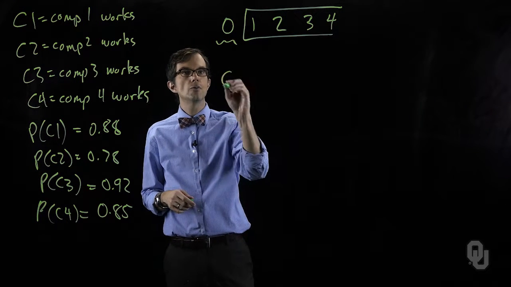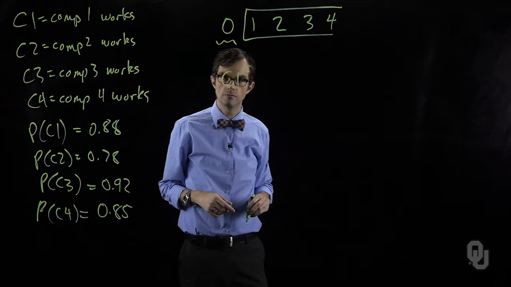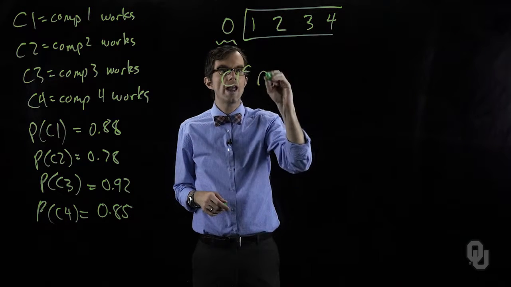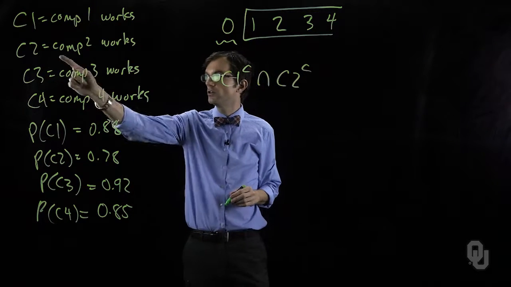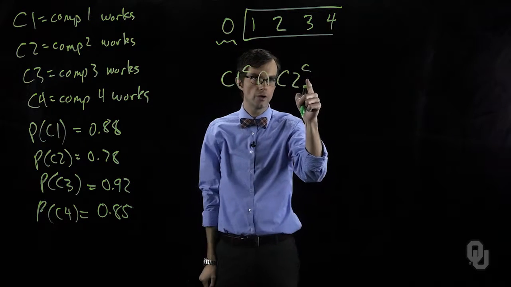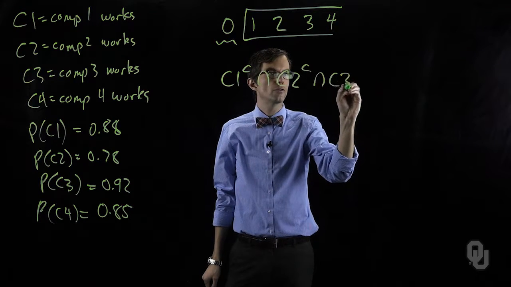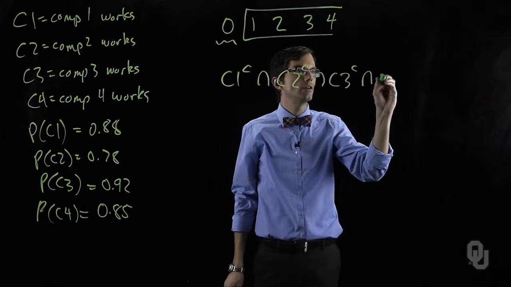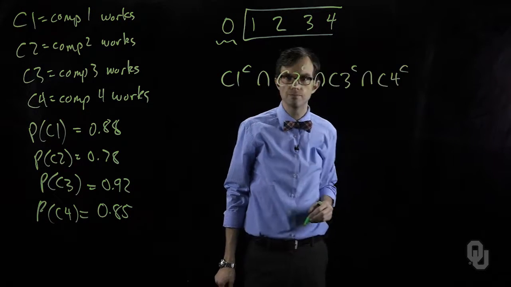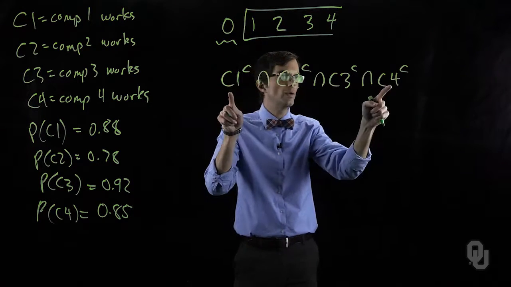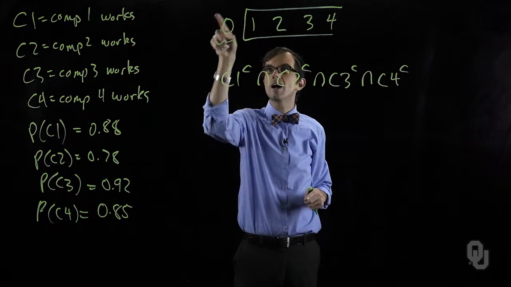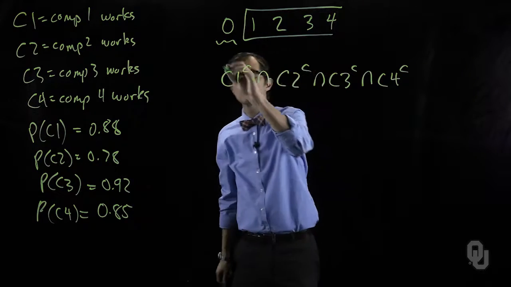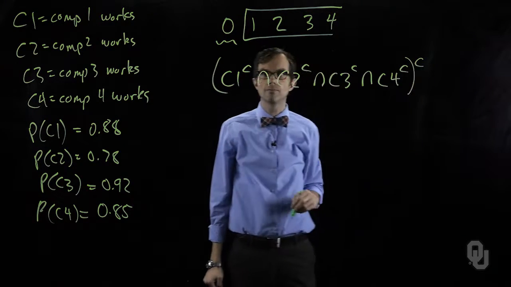That means that computer 1 doesn't work. Okay? And computer 2 doesn't work. The complement of computer 2 works is doesn't work. And computer 3, complement. And computer 4, complement. Okay? This gives us the probability that none of those computers work. And we need to take the complement of that to find this. So we're going to take the complement of that whole thing.